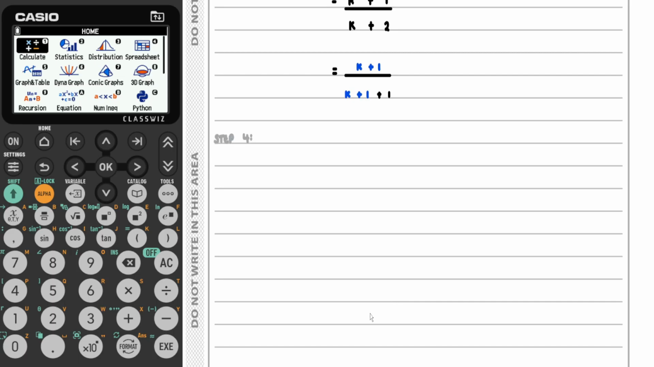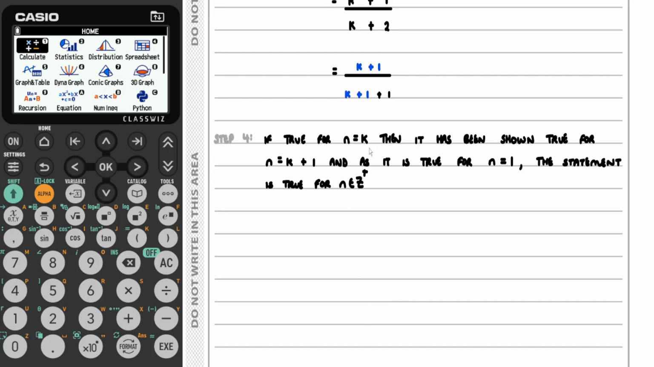For our fourth step, we have the conclusion. If it's true for n equals k, then it's been shown true for n equals k plus 1, and as it is true for n equals 1, the statement is true for all positive integers of n.